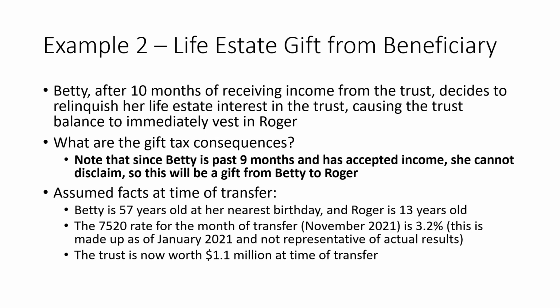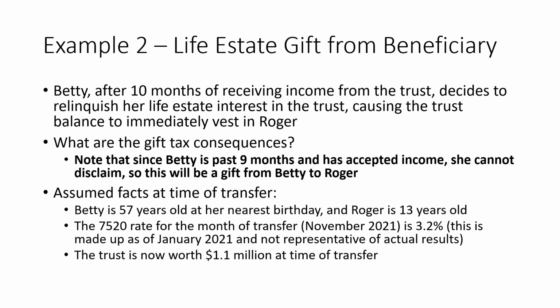Now, let's complicate things a bit. Let's assume that Betty herself wants to make a gift of her life estate. So it may be intentional, it may be accidental, but Betty, after 10 months of receiving the income from the trust, decides that she doesn't want that life estate interest. She wants to get rid of it. So she relinquishes it, and that causes the trust balance to immediately vest in Roger.